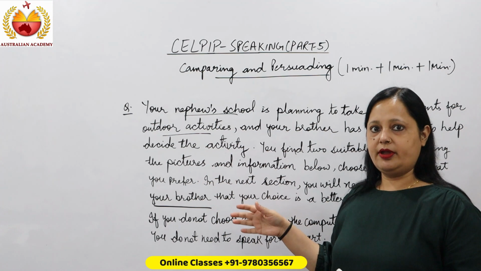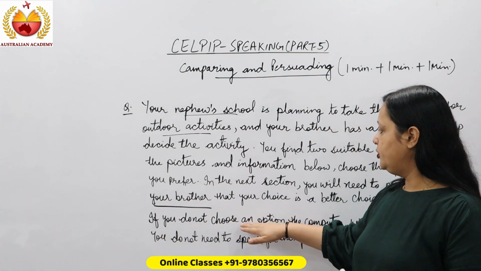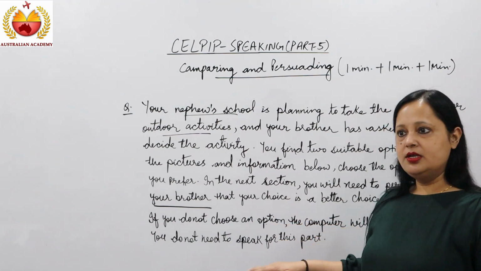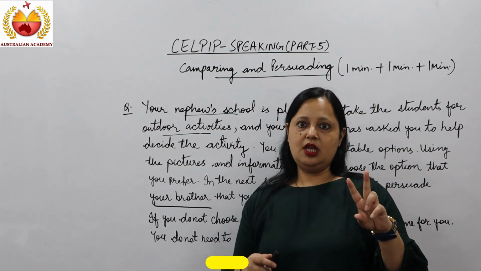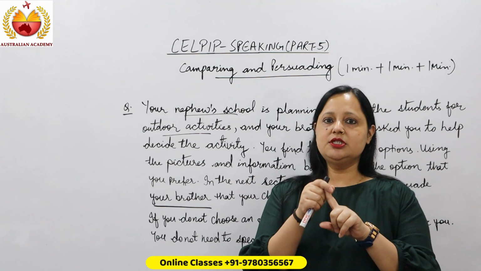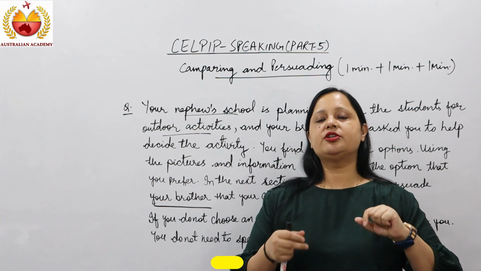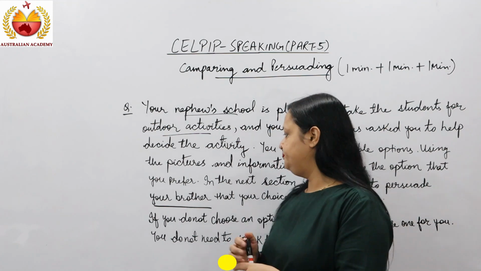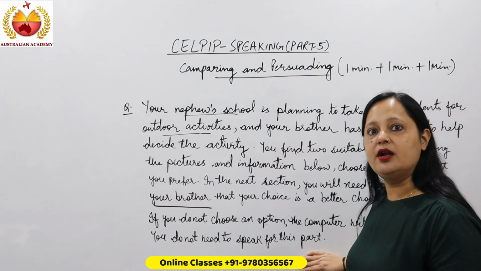Don't read each and everything. Then again, this is a prefix sentence every time: if you do not choose an option, the computer will choose one for you. So you are basically given two choices. You have to choose one out of these two. Any one you can choose, right? Once you have chosen one, the second will disappear and you will be having a third picture in scene, and you have to compare between these two choices. You do not need to speak for this part.